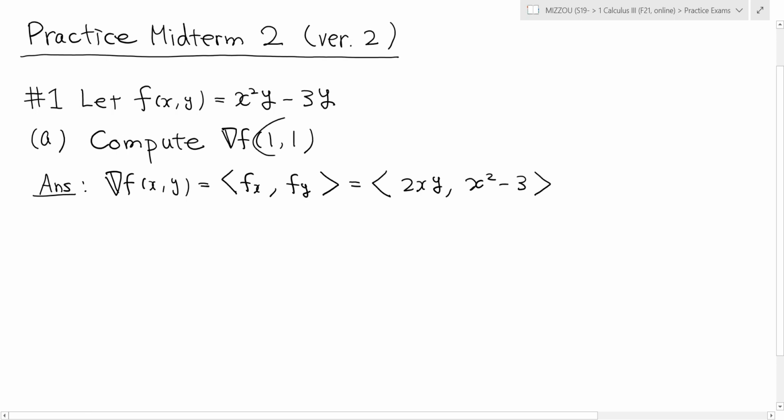And then you have to evaluate this at 1, 1. Therefore, the gradient of f evaluated at 1, 1 is, you just plug in 1, 1 here, and you get 2, negative 2, actually. All right, so that's the answer.